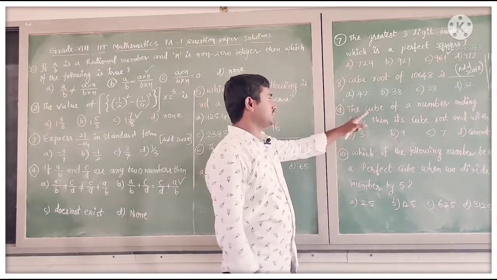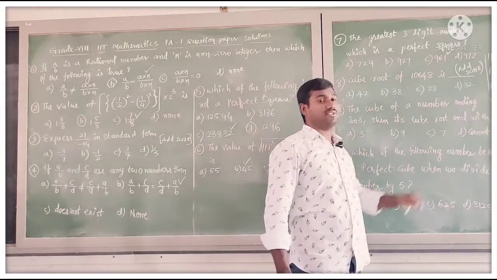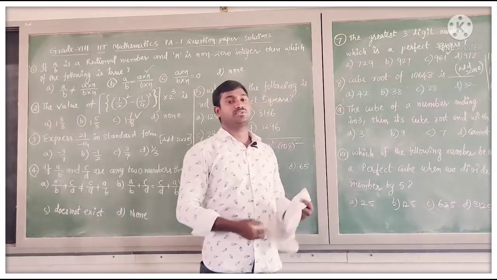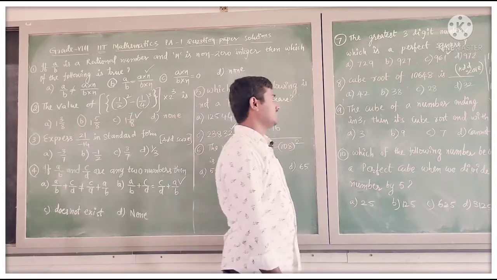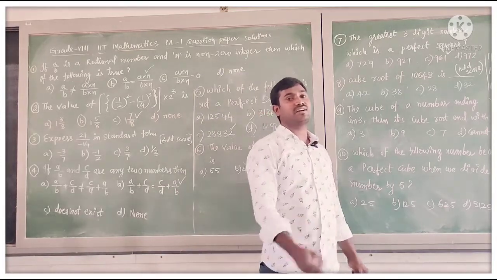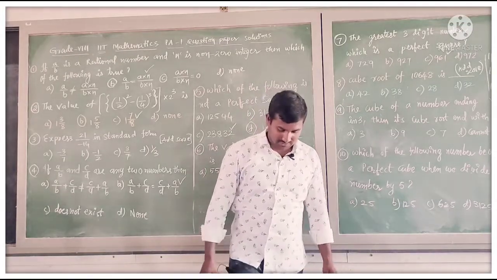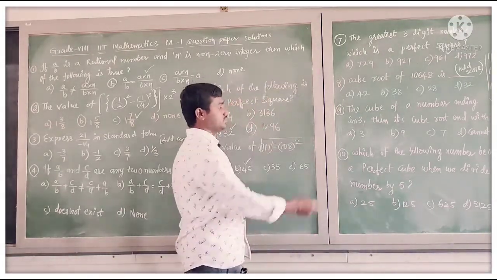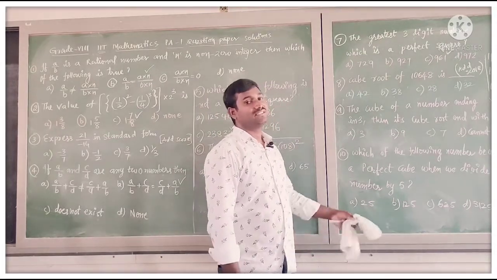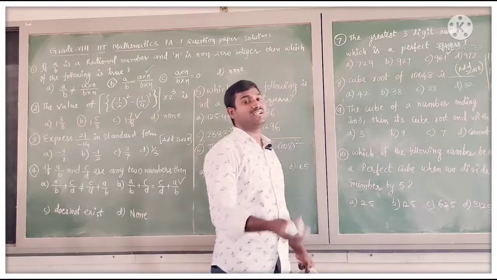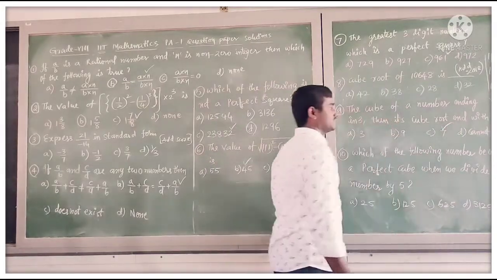The cube of a number ends in 3, then its cube root ends with. Suppose you take 343, the perfect cube which ends with 3. The cube root of 343 is 7, so that number ends with 7. So what is the correct option? C is the correct option.